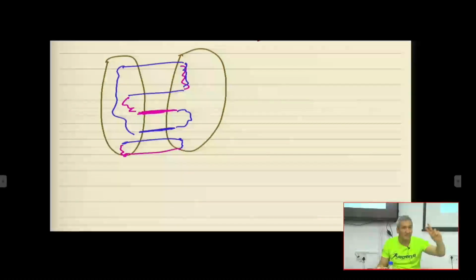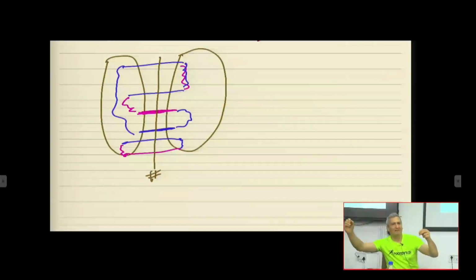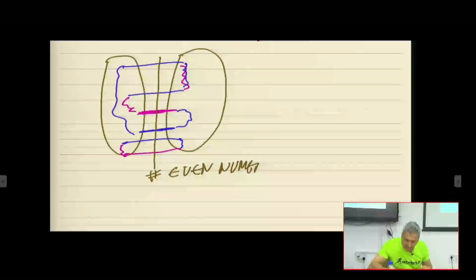I just consider these two colors. But you tell me how many edges I have here of these two colors together. When I go from left to right, I go back from right to left. I go left, right, back. So the number of edges is even.